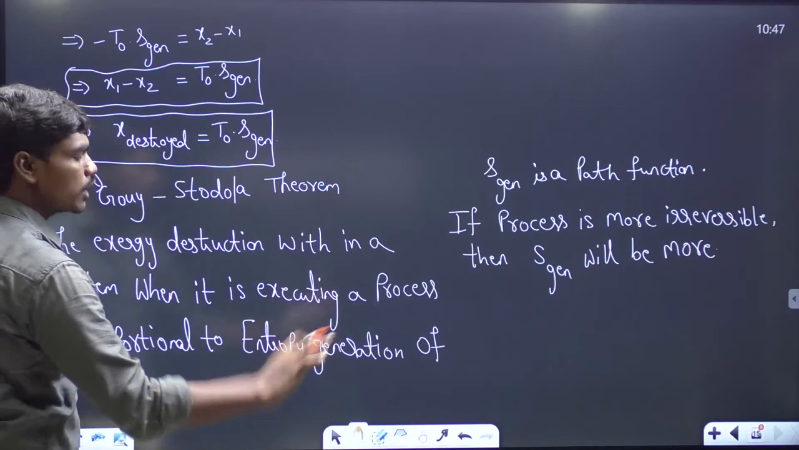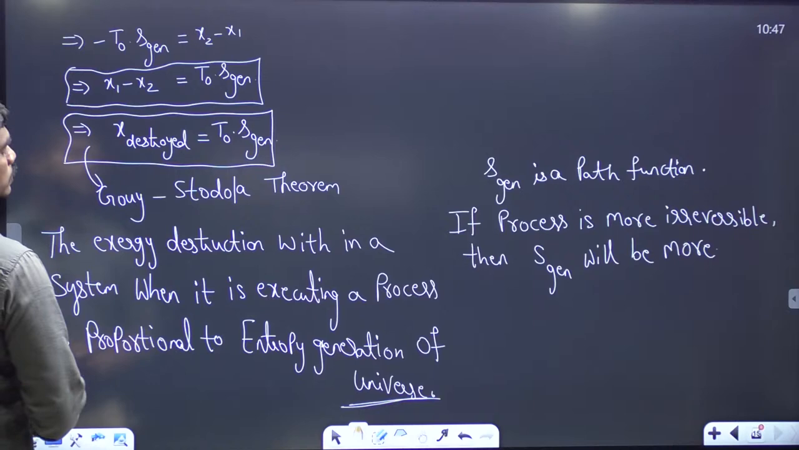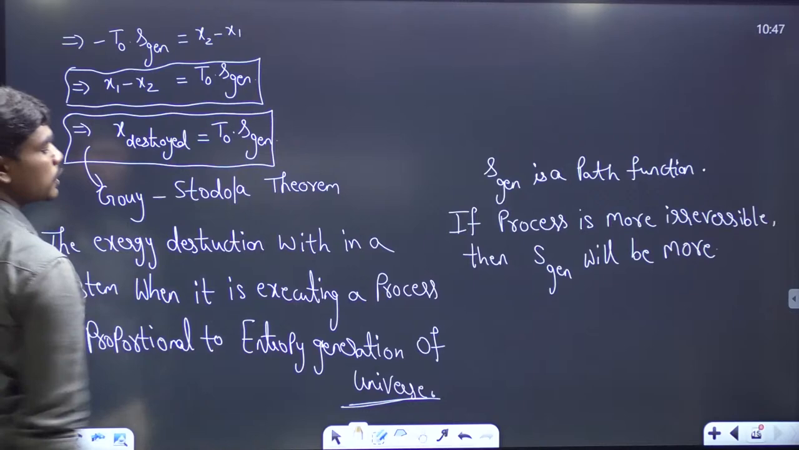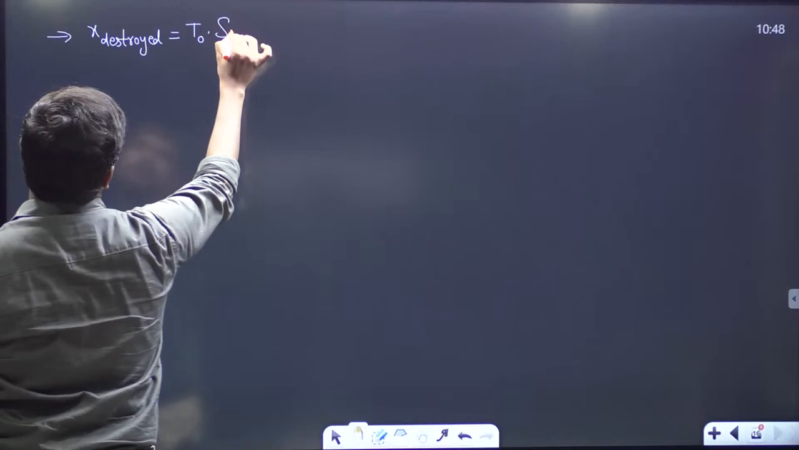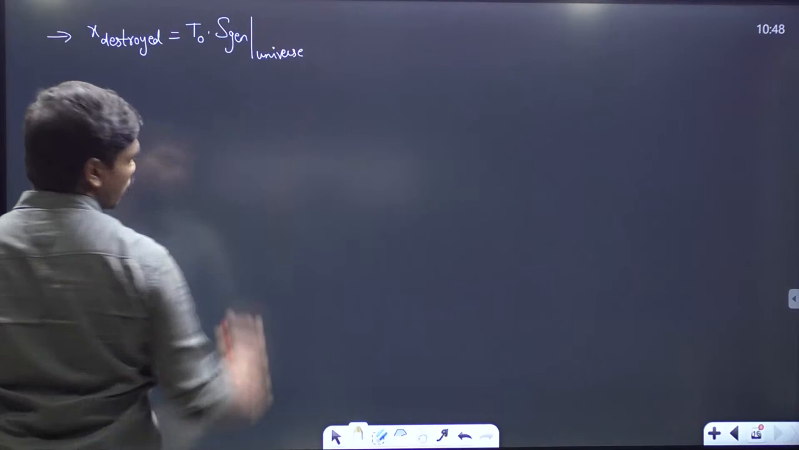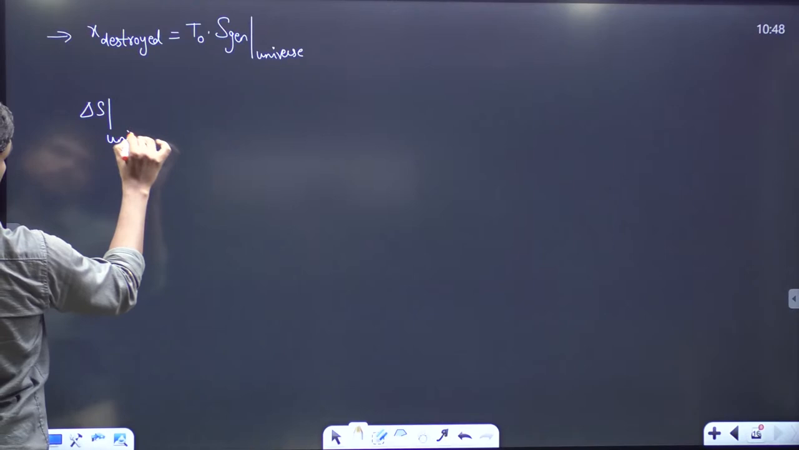So entropy generation of universe, and this is the reason why I have taken this as an isolated system, because I want to write this word universe here. Okay, so since we are taking universe as an isolated system, and this S generation is for a process taking place in an isolated system, we'll write this universe here. So if you see, what do we have? X destroyed is equal to T naught into S generation of universe. And S generation of universe is nothing but equal to the change in entropy of universe when a process is executed, correct? Because for an isolated system, we have seen delta S of universe is equal to S generation of universe.